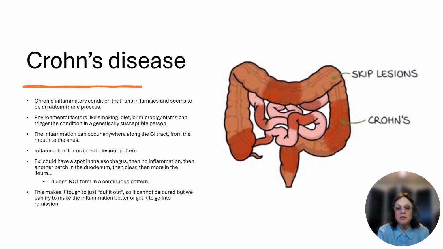This illustration does a really good job of showing what a skip lesion is. So the red area is the area of inflammation. A skip lesion is the area of regular intestine that is not inflamed. You only see that in Crohn's. In ulcerative colitis, you would see a continuous area of inflammation with no skip lesions between. Okay, so that's what those mean, skip lesions.